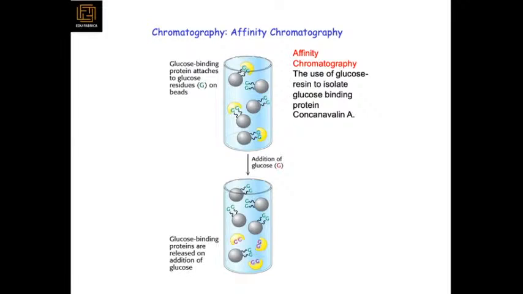In this affinity chromatography, a glucose binding protein attaches to glucose on beads. So on glucose, our beads are attached like this, and glucose resins are used to isolate the glucose binding protein concanavalin A. Glucose binding proteins are released on the addition of glucose. So we added glucose, and these proteins are separated at the end. Concanavalin proteins.